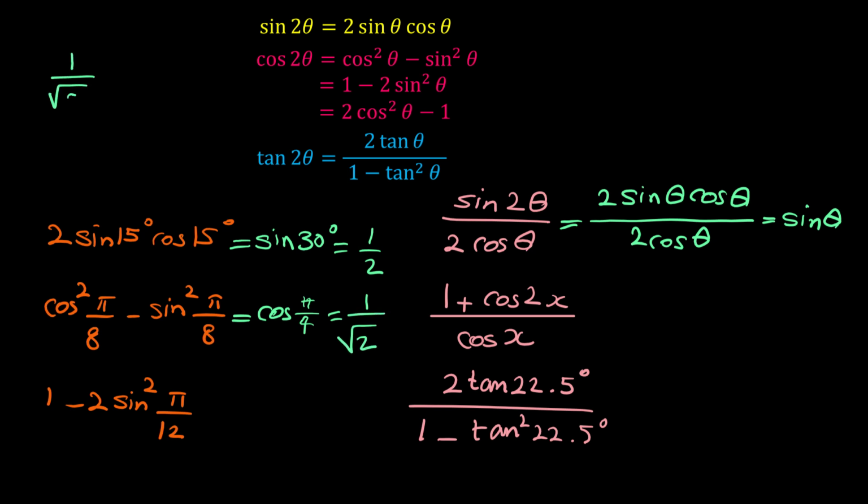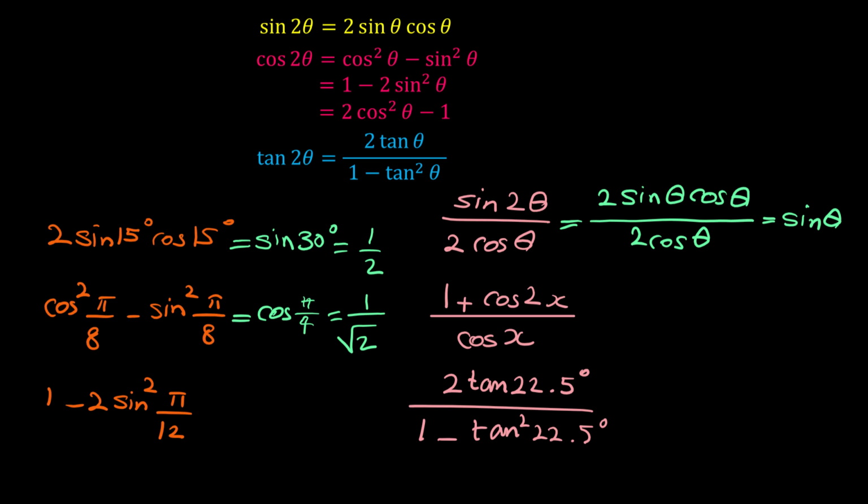1 over radical 2 is sine of pi over 4 and cosine of pi over 4, which if you like to rationalize it, you can write it as radical 2 over 2. But it's completely fine to leave it in this form. Now look at the next example.